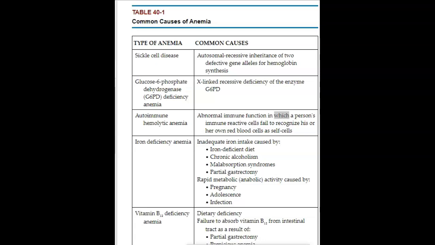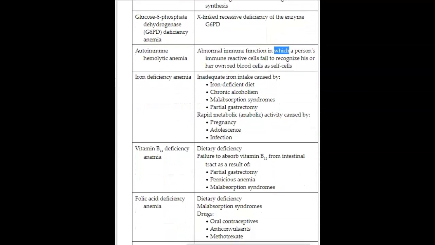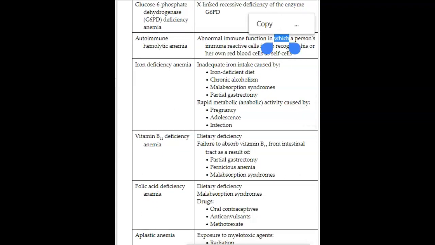According to your outline in your syllabus, we will focus on sickle cell disease. I want you to look at the common causes over to the left. Then we do have the glucose-6-phosphate dehydrogenase deficiency. I won't focus much on that. You do have the autoimmune hemolytic anemia. Do know about it. You do have the iron deficiency anemia.